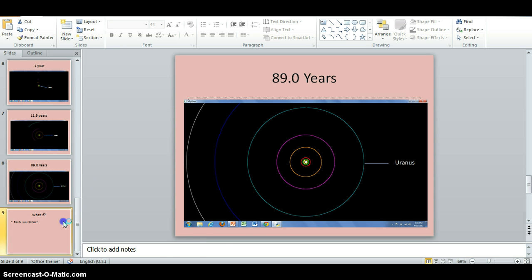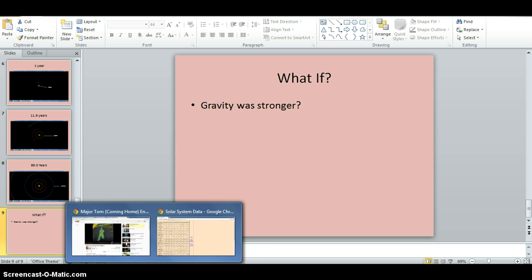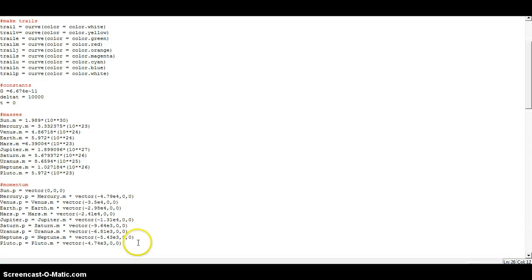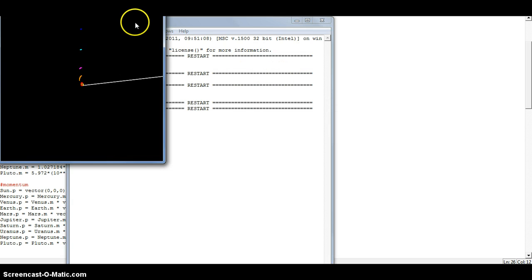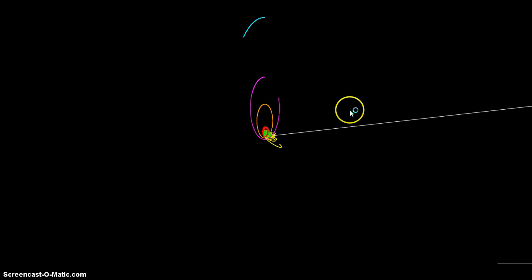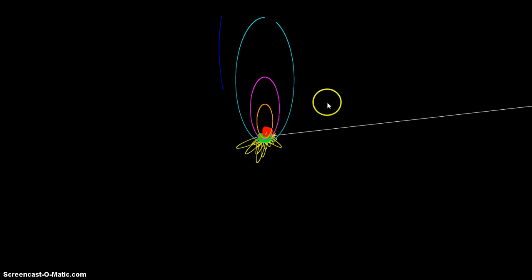So just for fun, we have a what-if question. What if gravity were stronger? To find this out, we change our gravitational constant from 10 to the negative 11th to 10 to the negative 10th. And we see Mercury shoot off there, and then Venus taking a very erratic path in there, and then the rest of the planets assuming large elliptical orbits. Now we didn't change any of the masses or initial velocities, and this is what results. It's an interesting look into what would happen if physics spontaneously changed.